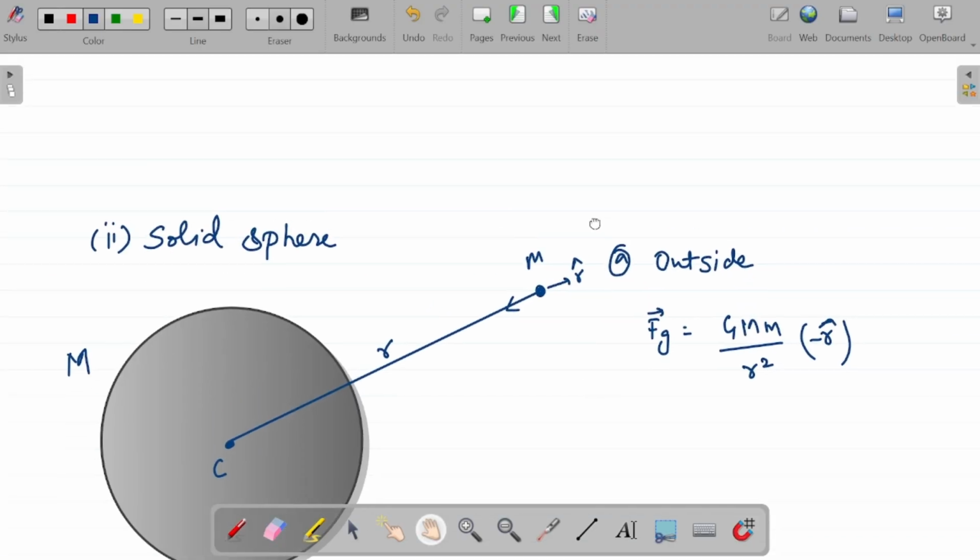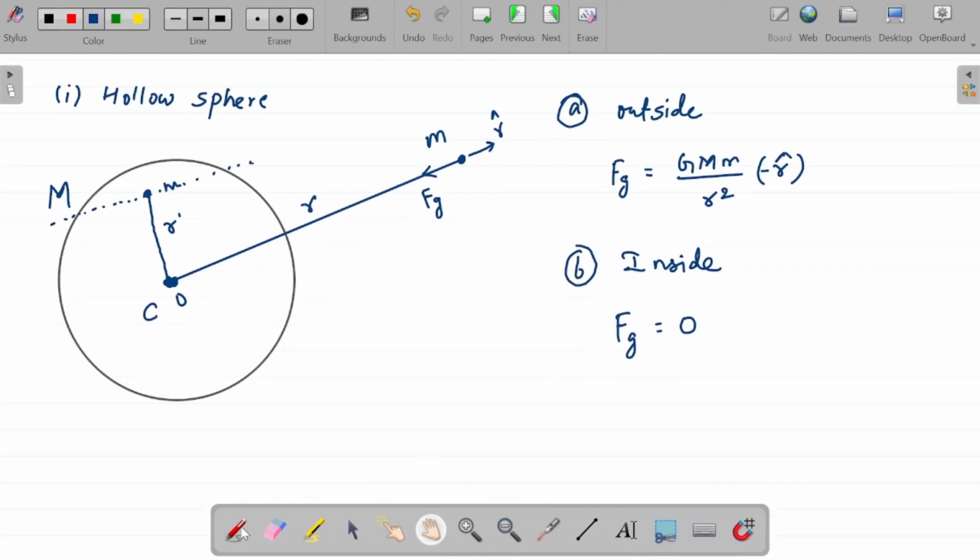Okay, let me check whether I have given the vector sign or not here. So here also, you have to be careful about all these things. So this is all.